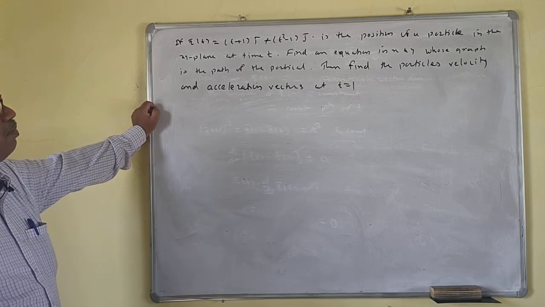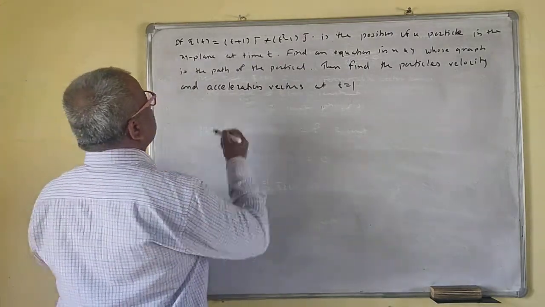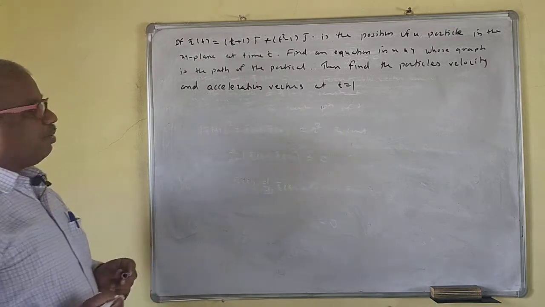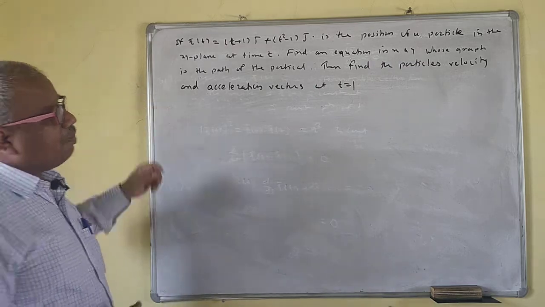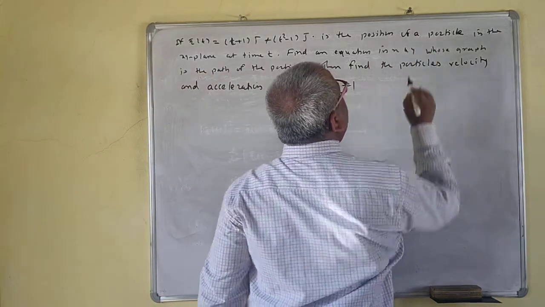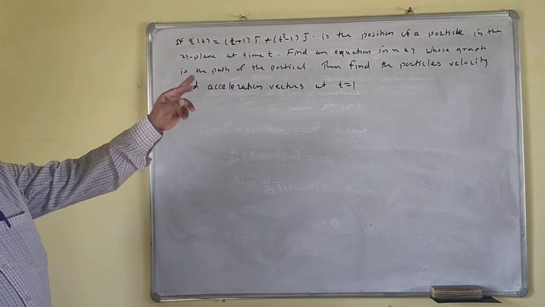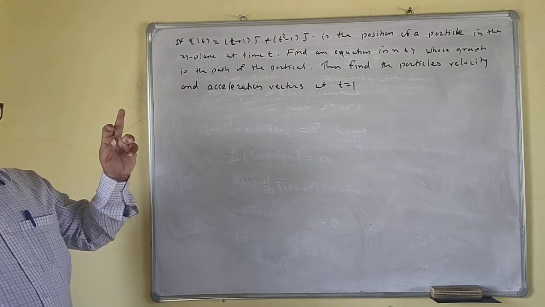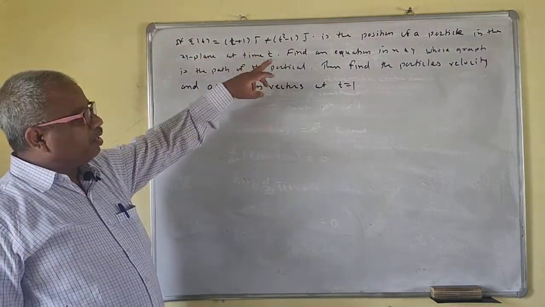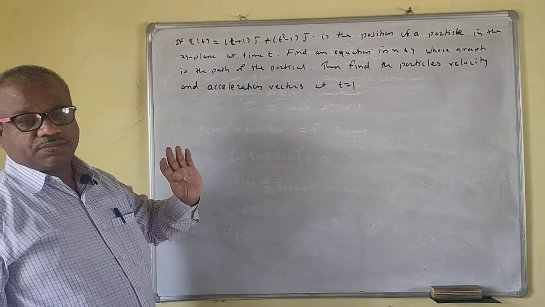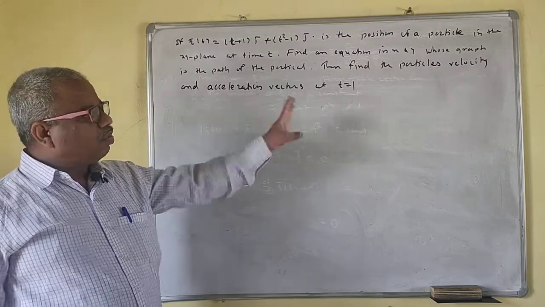If r bar of t is equal to t plus 1 i bar and t square minus 1 j bar is the position of a particle in the xy plane at time t, what you have to do? Find an equation in terms of x and y whose graph is the path of the particle. So we have to find the equation in terms of x and y for this curve. Then find the particle's velocity and acceleration vector at time t. This part is very easy.